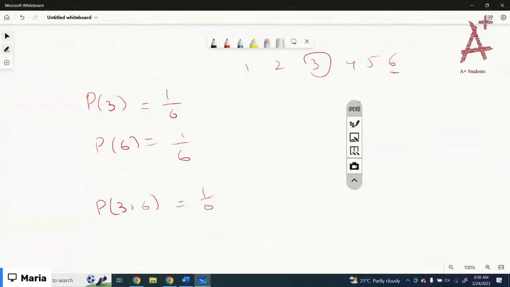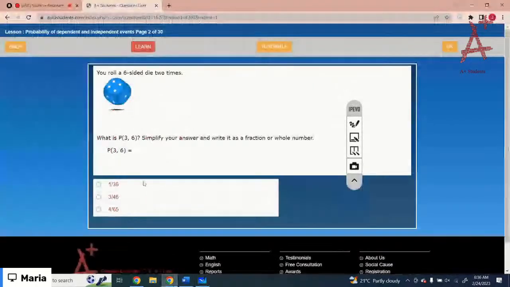It would be 1 by 6 times 1 by 6. Got it? 1 times 1 is 1 and 6 times 6 is 36. So that means the probability of 3 and 6 is 1 over 36. Got it? They are independent events and it is 1 over 36.